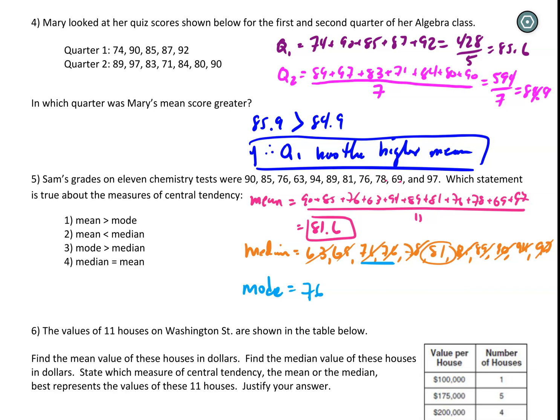So I would literally just go down the list. Choice A, is the mean greater than the mode? Is 81.6 greater than 76? The answer is yes. Okay, done.